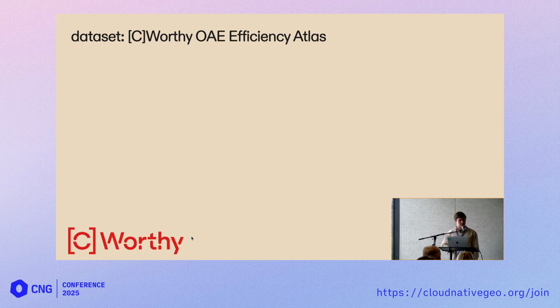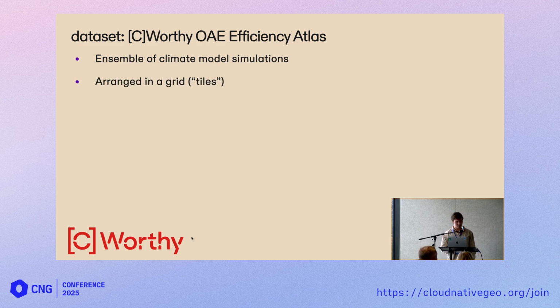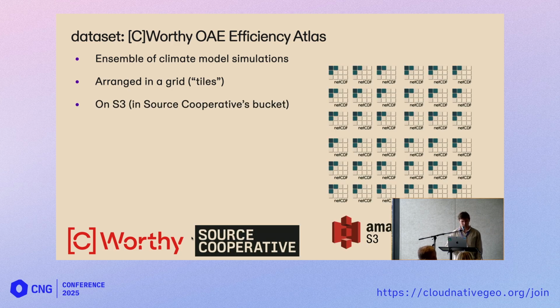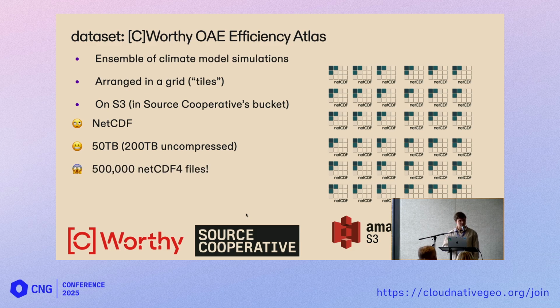So what was the data set that caused me such a headache? It's something called the Seaworthy OAE Efficiency Atlas, which is basically a massive ensemble of climate model simulations. They're arranged in a grid, you might call them tiles. It sits on S3 on Source Cooperative, a bucket provider. It's a lot of NetCDF files, which is annoying: it's 50 terabytes of data, something like 200 terabytes uncompressed, so it's quite big. 500,000 NetCDF files, that's quite a lot of files.